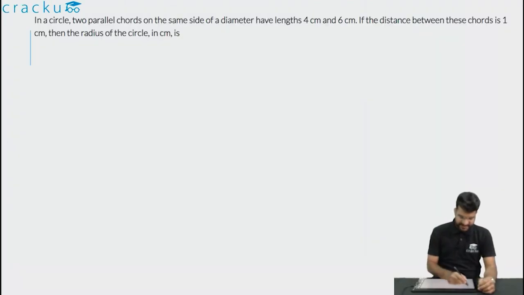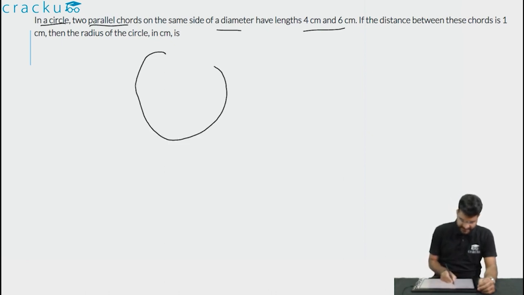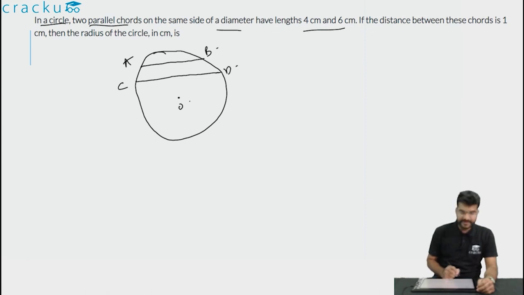In this question it is given that there is a circle and two parallel chords on the same side of the diameter have lengths 4 centimeters and 6 centimeters. So let us draw the circle first. Say this is the circle, this is the center, then there are two parallel chords, and let us name them so that it is easier to remember, A, B, C, D, and let the center of the circle be O.